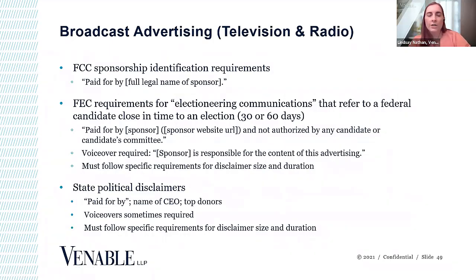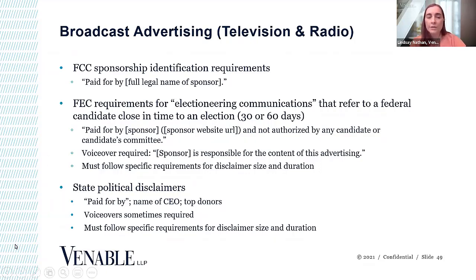If your organization is engaged in any broadcast advertising, so television or radio, just be aware that there are lots of requirements, including FCC sponsorship identification requirements, which require a disclaimer at the end that identifies the full legal name of the sponsoring organization. If you are engaged in any electioneering communications, which refer to federal candidates close in time to an election, 30 or 60 days, depending on which type of election it is, it requires a specific disclaimer identifying the sponsoring organization and that it was not coordinated or authorized by a particular candidate or candidate's committee. It requires a voiceover and has specific size and duration requirements as well.